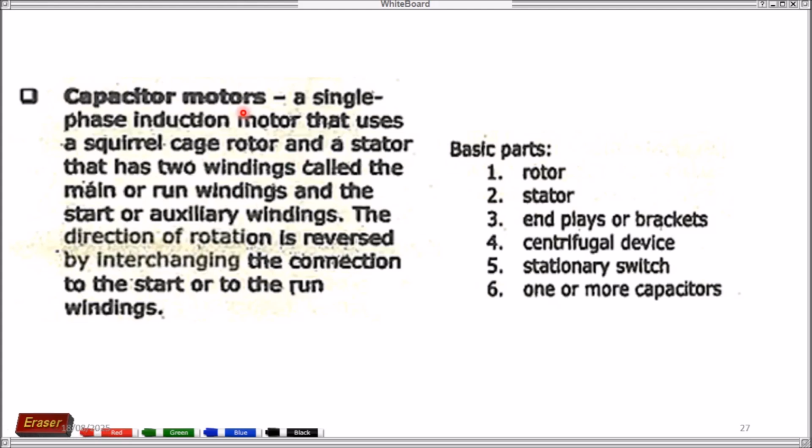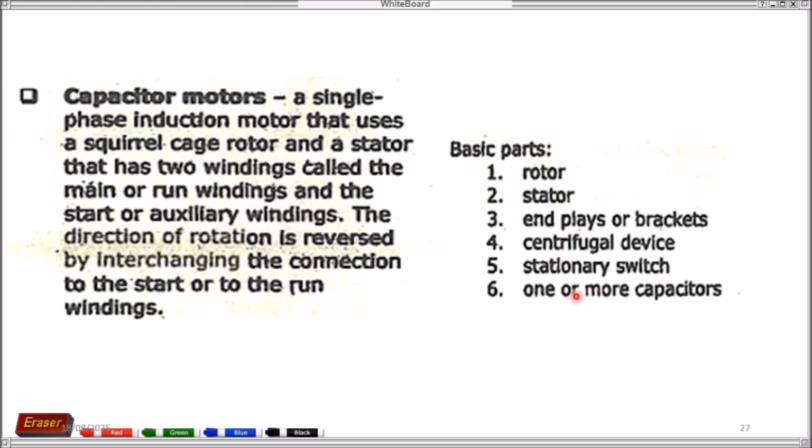Then the first type of single phase motors that we are going to discuss is the capacitor motor. So it is a single phase induction motor that uses a squirrel cage rotor and a stator that has two windings called the main or running windings and the start or auxiliary windings. So the direction of rotation is reversed by interchanging the connection to the start or to the run windings, no? So yung mga basic parts po ng capacitor motor, so syempre meron tayong rotor, stator, end plates or brackets, centrifugal device, stationary switch, and one or more capacitors, no?